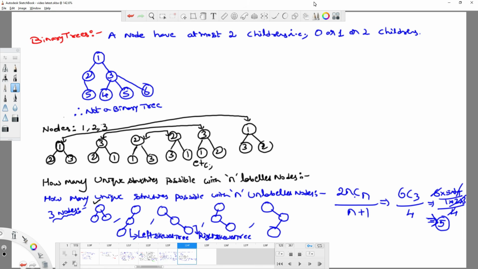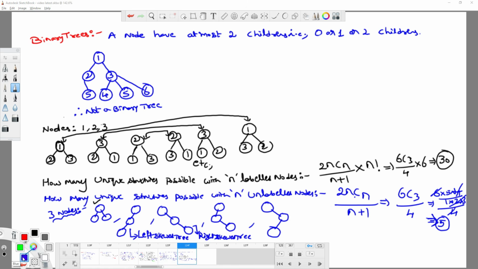So total, the formula for defining how many unique structures are possible with n labeled nodes means 2n Cn by n plus 1 into n factorial. So here 3 factorial is nothing but what? 6. For one structure you are going to get 6 times. For 5 structures total 30. So if you substitute here, you will get 6C3 by 4 into 6, which is 30. Important for the GATE terminology. Is it clear for everyone?